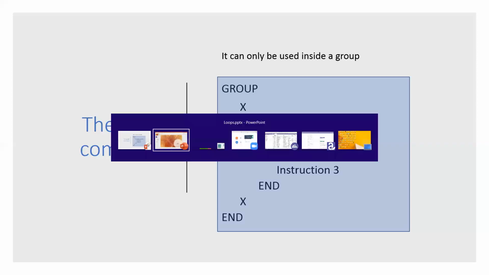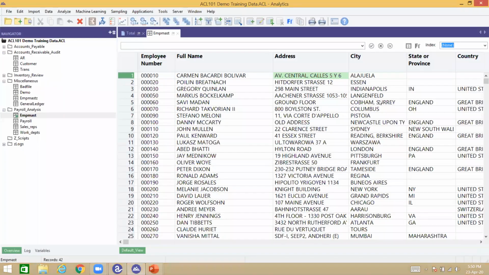Right, so let's go into ACL and let's look at the loop command. Now I'm going to look at this employee master file. I've got a column here called full name. And I decide I need to create a new field. And this new field will contain only the first name, each person's first name.